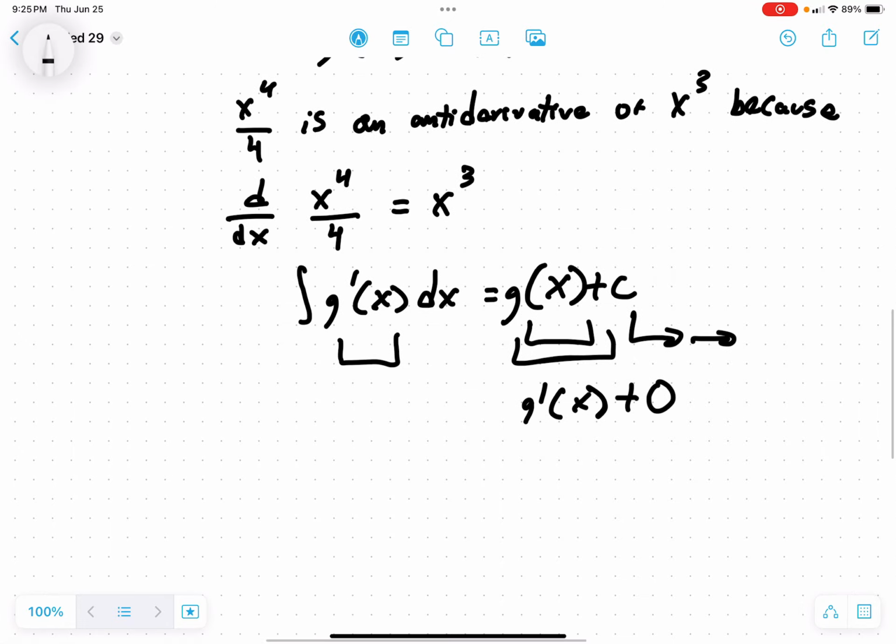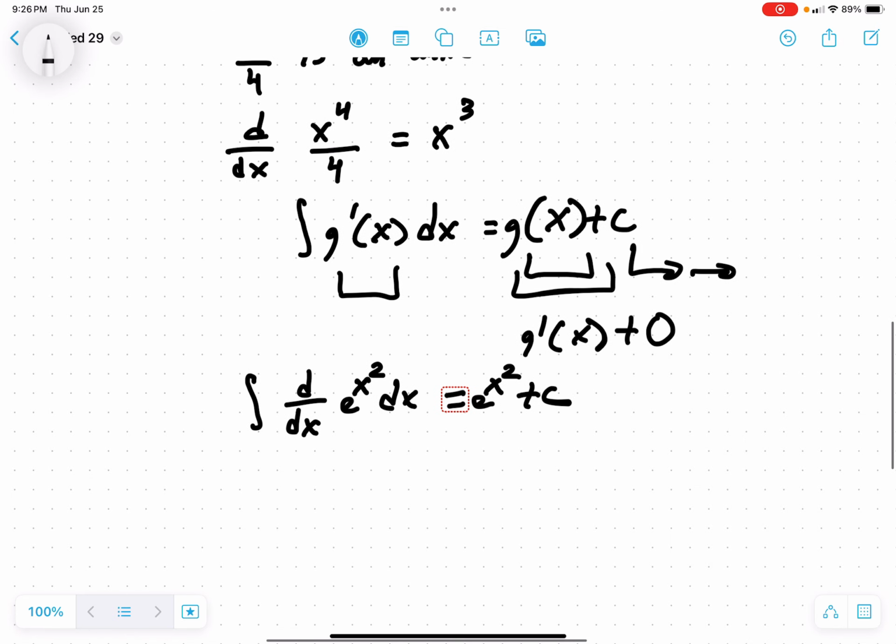So, for instance, the integral of the derivative of e to the x squared dx is simply e to the x squared plus c. Or I could write the integral of 2x times e to the x squared, which is the derivative of e to the x squared, dx, equals e to the x squared plus c.